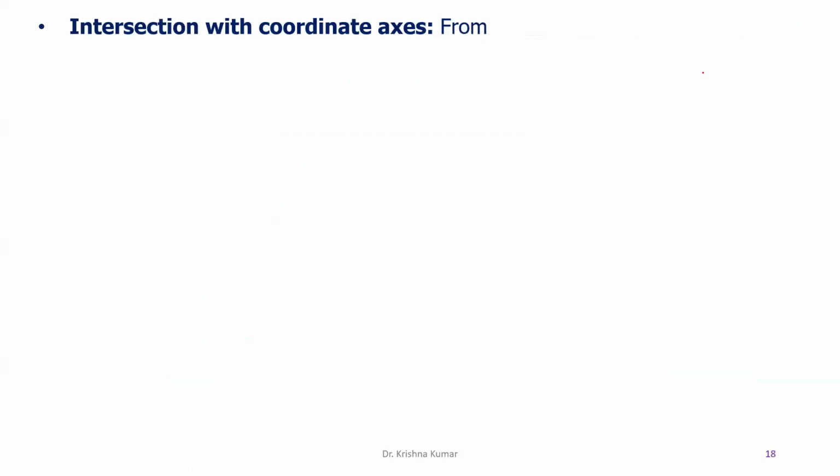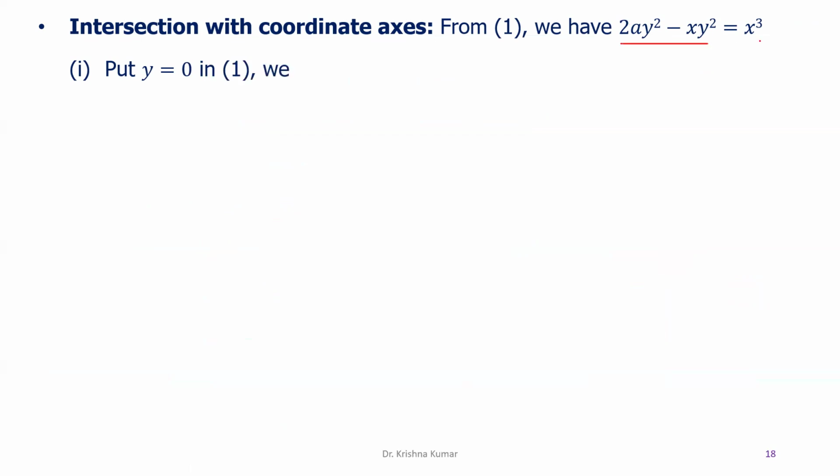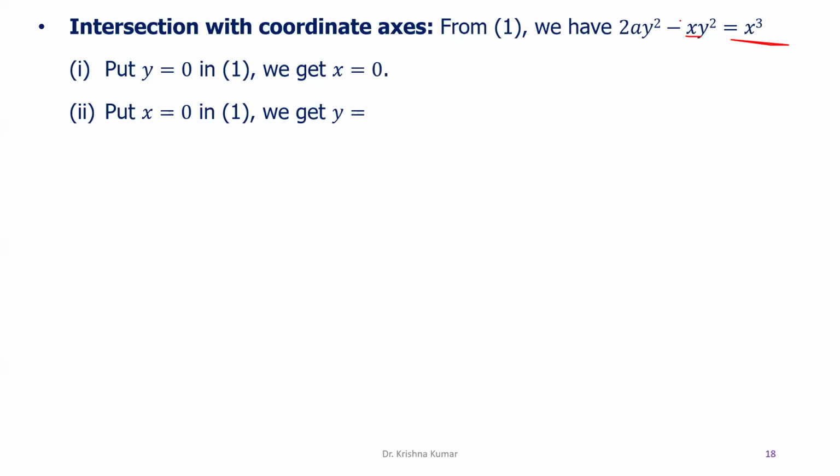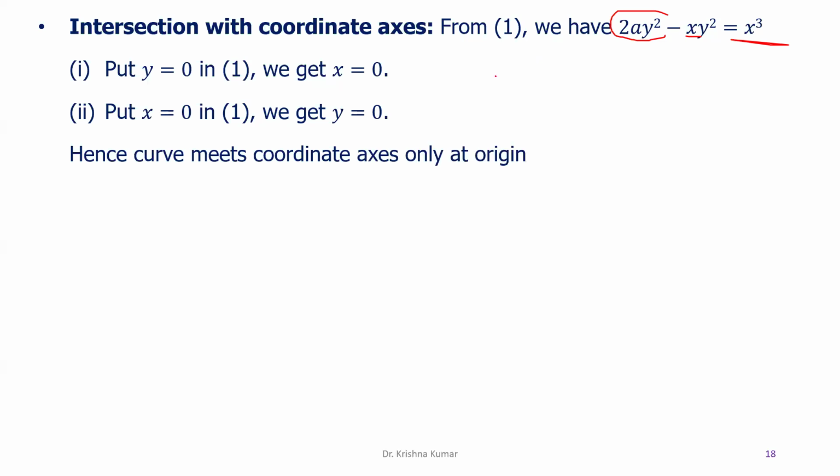Intersection with the coordinate axes. From equation 1 we have 2a y² − x y² = x³. If we put y = 0 here, we get x = 0. If we put x = 0 in this equation, we again get y = 0. So it means that the curve meets the coordinate axes only at the origin, that is (0, 0).